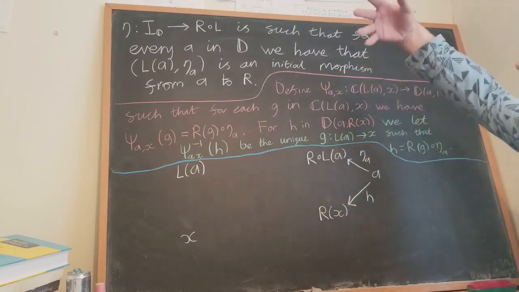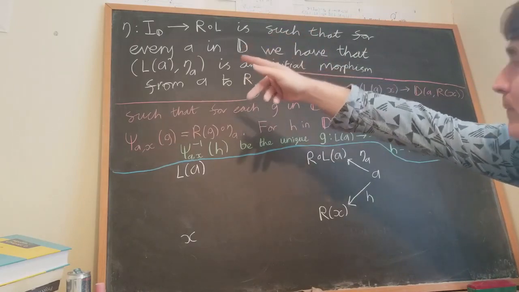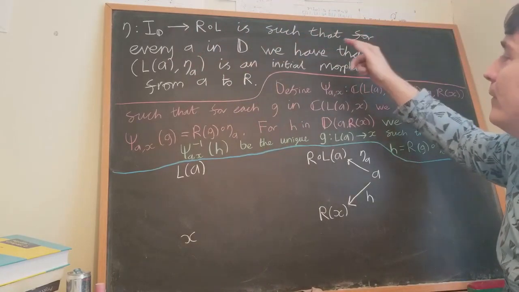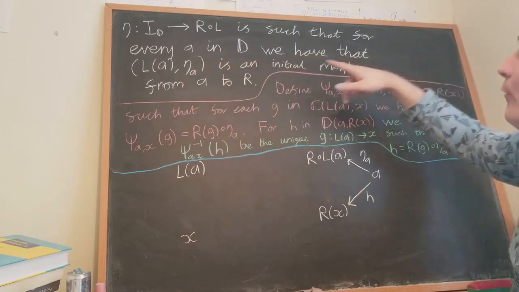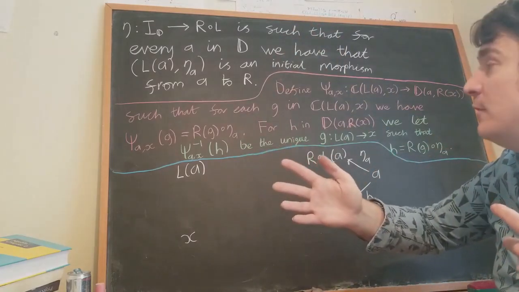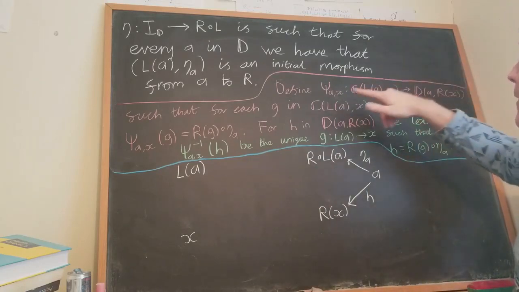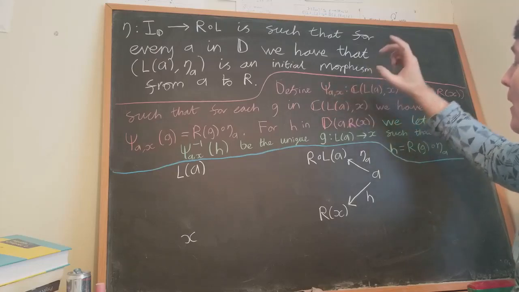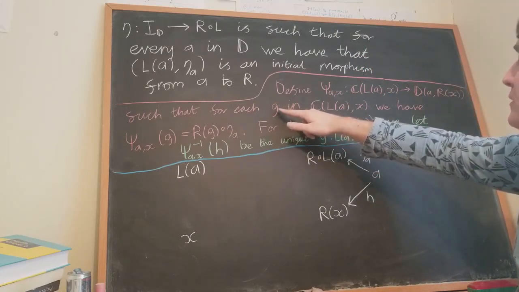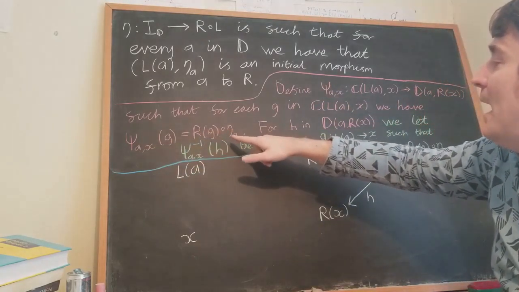Okay, so what we want to do now is take this definition of an adjunction, which says that we have a natural transformation eta from the identity functor of D to R after L, and for every object A in D, we have that L of A, comma, eta A is an initial morphism from A to R. And we want to take this and arrive at our arrow set based definition of an adjunction. So we want to show that this implies the arrow based definition. So we really want to define this natural isomorphism from this arrow set functor to this arrow set functor. So the way we're going to define it is that for a G, which is an arrow from L of A to X, we're going to send that G to R of G after eta A.